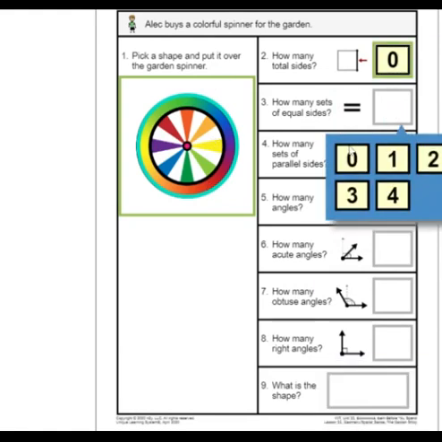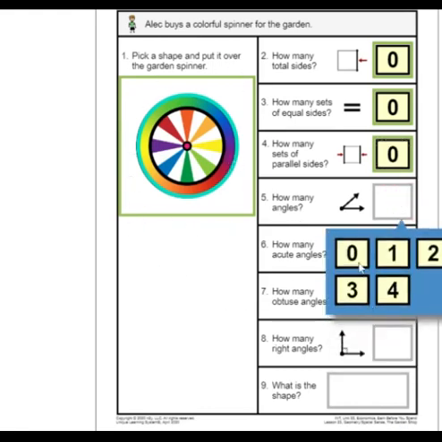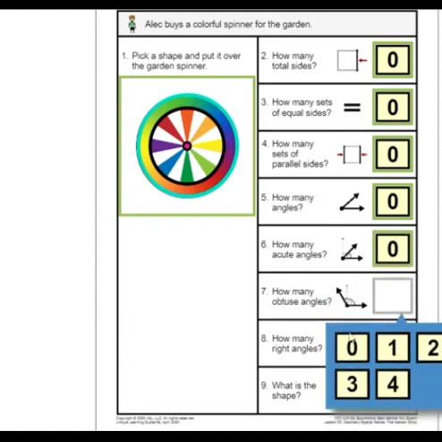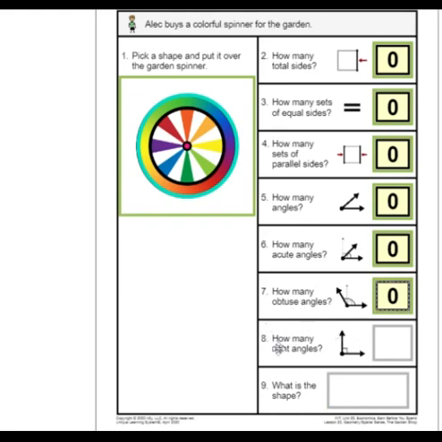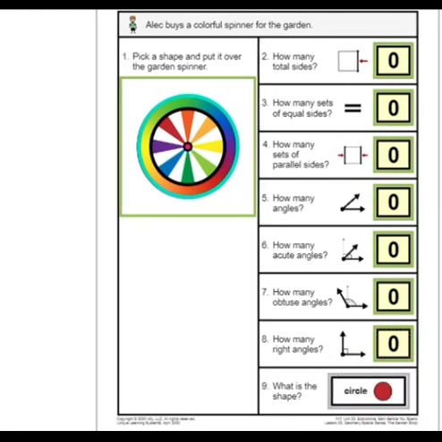0. How many sets of equal sides? Well, we didn't have any sides, so it's still 0. 0. How many sets of parallel sides? There's no sides, so the answer is 0. 0. How many angles? Circles don't have any angles because they go all the way around. So 0. 0. Since I don't have any angles, I have no acute angles. 0. I have no obtuse angles. 0. And I have no right angles. 0. What is this shape? It's a circle. Circle.